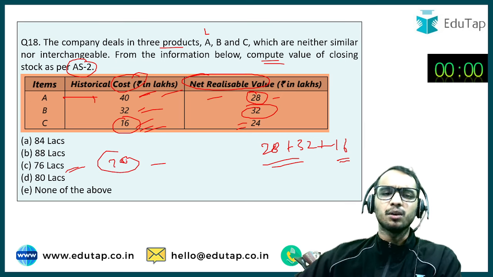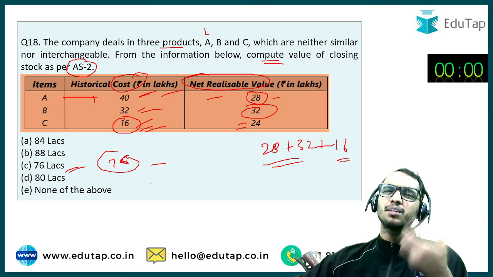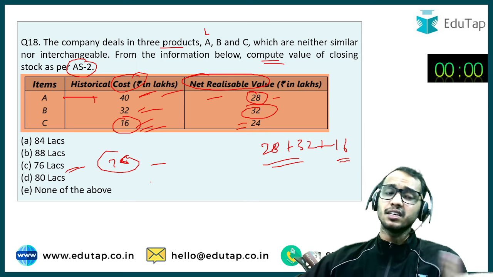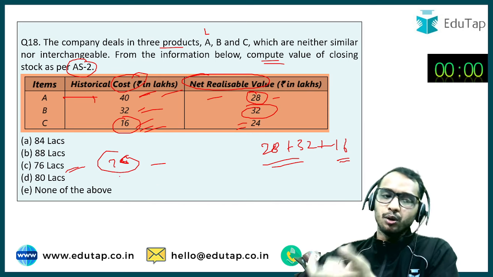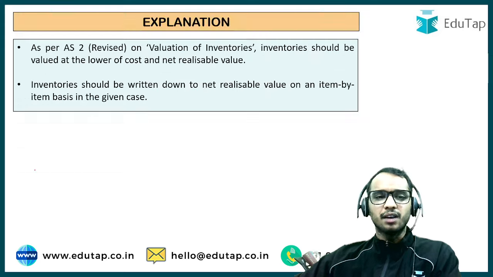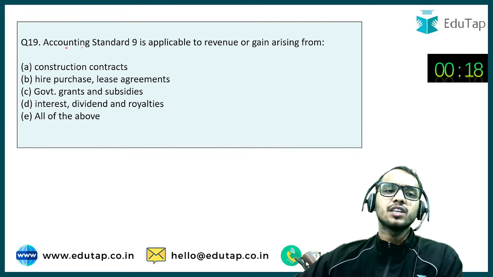Mentally you can do the calculation part, right? Okay, so option number C would be the correct answer. Very easy. I have told you in the beginning itself, while we were studying this AS2, you are going to take the lower of the cost and the net realizable value. So the answer would be 76 lakh. Very easy question. Okay, let's move to the next question. That is question number 19.